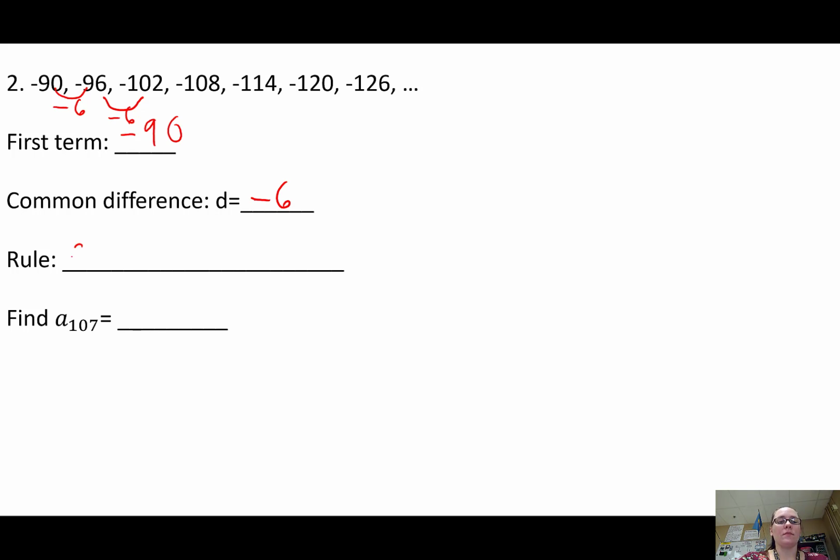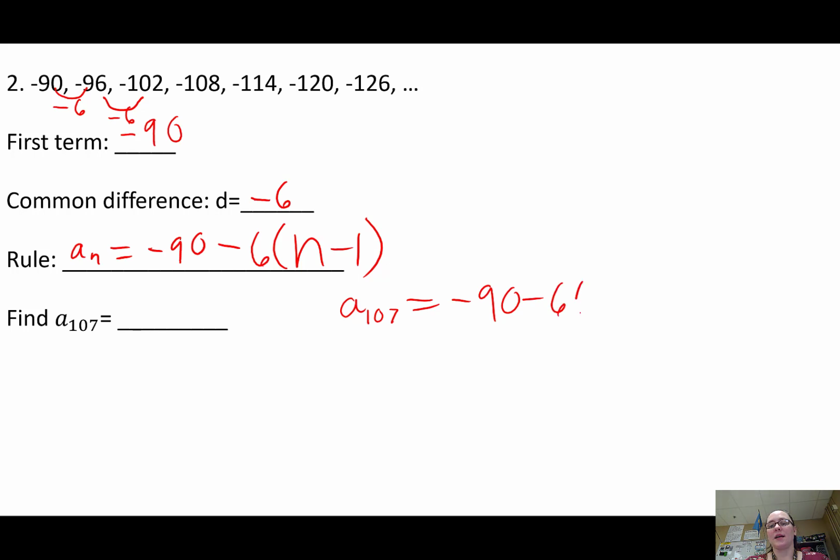So my rule is a sub n is equal to my first term, negative 90, plus a negative 6, so it becomes minus 6, my common difference, times n minus 1. And now I'm looking for what term? Okay, well, I'm looking for the 107th term. So that's my n. So a sub 107 is going to equal negative 90 minus 6 times 107 minus 1. And again, from here, I'm just working out the right side.